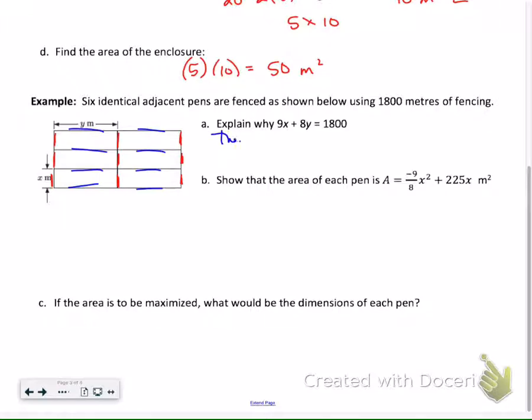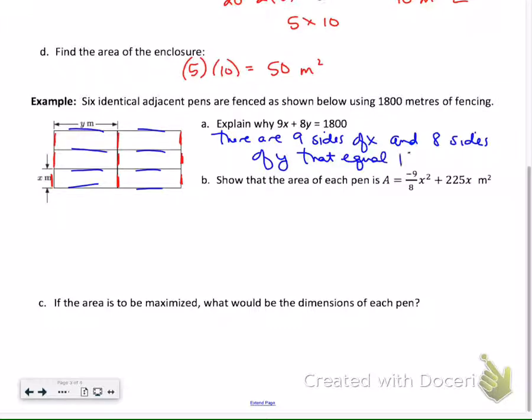So you can say there are 9 sides of X and 8 sides of Y that equal 1,800 meters of fencing. That's it. Okay. Now show that the area of each pen is A equals negative 9/8 x squared plus 225x meters squared.